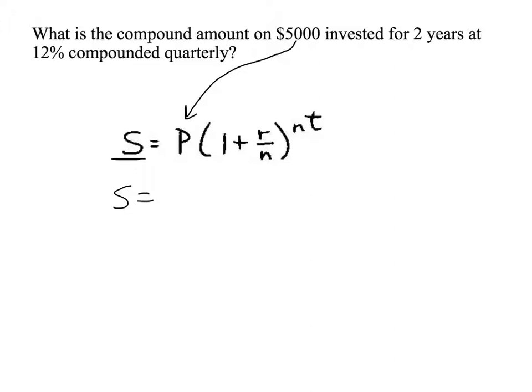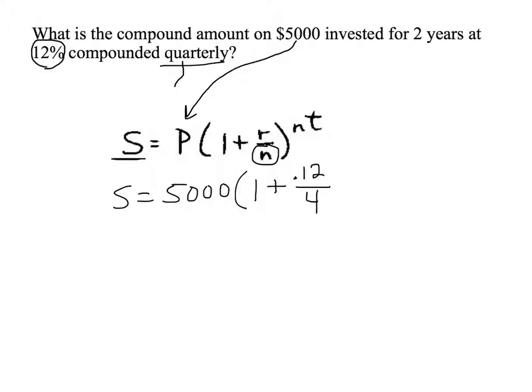So I'm going to have S is equal to 5,000 times, in parentheses, 1 plus. The rate is up here, it says 12%. I want to write the rate as a decimal, which would be 0.12. The N stands for the number of times it is compounded in a year, and it's compounded quarterly, so it's divided by 4, all to the NT power. N, once again, is 4. T is how much time in years, so it's 2, so I'm going to multiply that times 2.